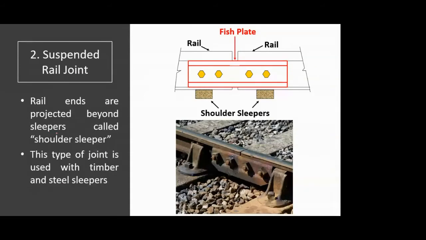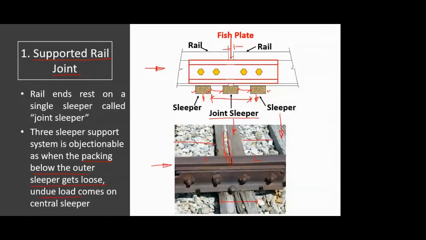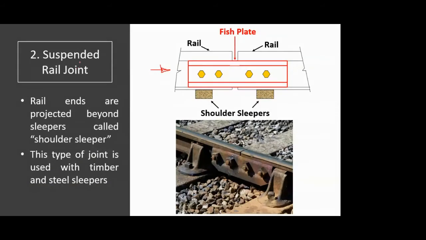The next one is the suspended rail joint. Again, you have a schematic at the top right. It's almost similar to what we have seen in the supported joint. The only difference you can observe is in the sleepers. In the supported rail joint, we had three sleepers. The middle sleeper was below the gap, but in the suspended joint, as the name suggests, whatever is the gap between the two rails is kept suspended.